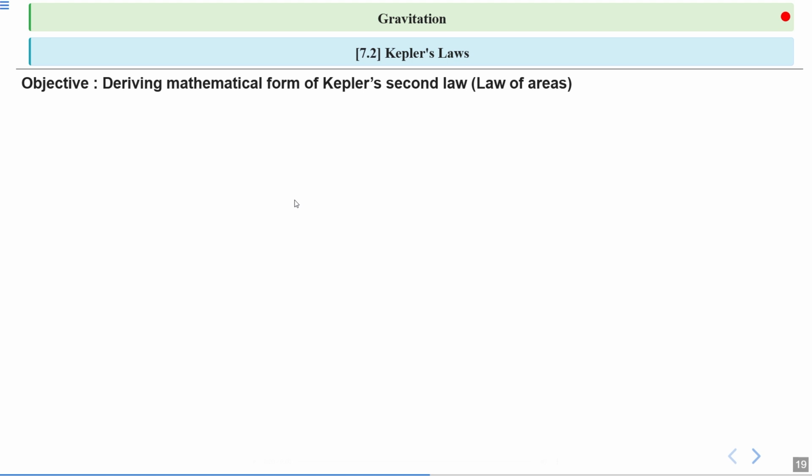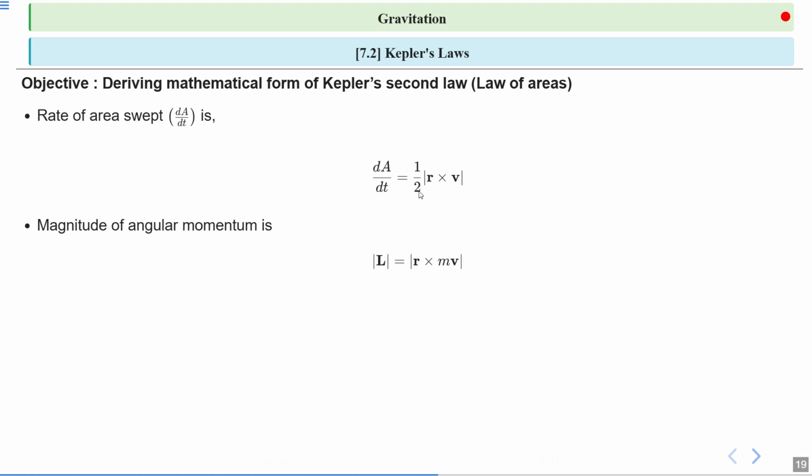So continuing the mathematical derivation of the law of areas, the rate of area swept dA upon dt is equal to 1 by 2 the magnitude of r cross v, where r is the position vector and v is the velocity vector. Next we consider the magnitude of angular momentum, represented as the magnitude of L is equal to the magnitude of r cross mv. Here m is the mass of the planet. Angular momentum is a measure of the rotational motion of the planet around the sun.